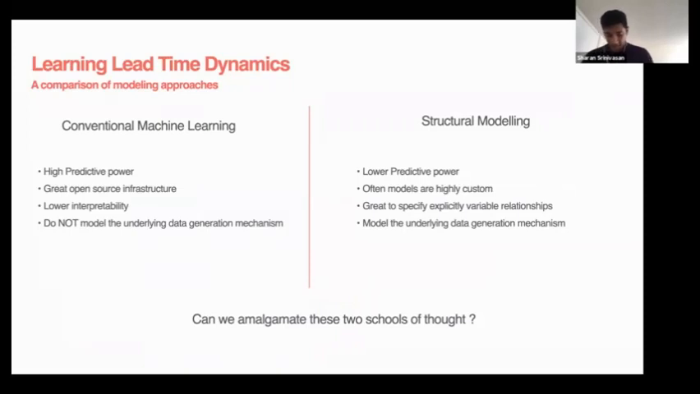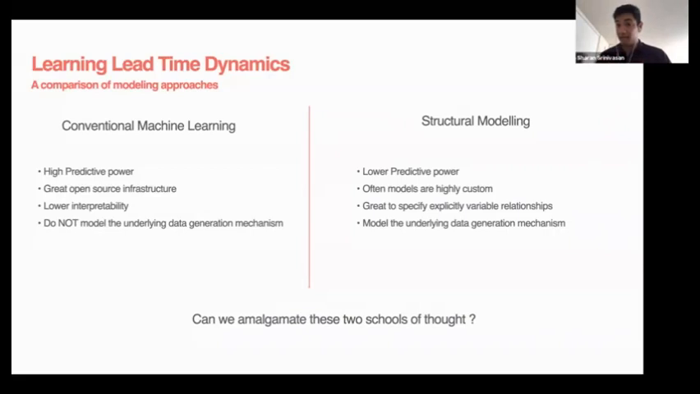So taking a step back and zooming out, we can arrive at two different schools of thought. We can either go towards the most conventional machine learning approach, or a more structural approach where we're saying, this is how the lead time distribution looks like, and we want to model it explicitly in terms of these parameters. If we go for the conventional machine learning approach, we have excellent predictive power, but it doesn't scale very well. And most importantly, it doesn't model the underlying data generation mechanism. It doesn't model how bookings are coming into the platform.